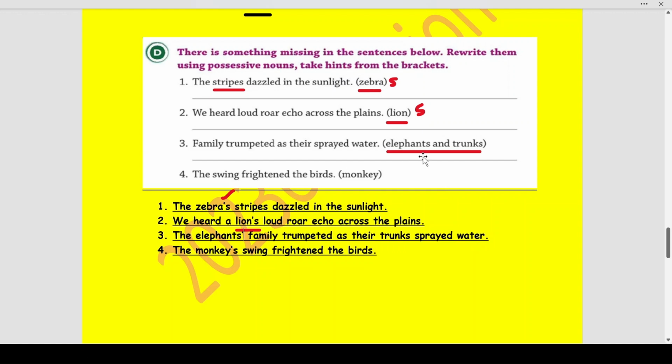What is the plural form of elephant? Elephants. So this is the plural noun which is ending in S. So we will just put an apostrophe after elephants. Okay, the elephants' family trumpeted as their trunks sprayed water. The swing frightened the birds. The monkey's swing frightened the birds. Now, monkey is a singular noun over here, so monkey apostrophe S.